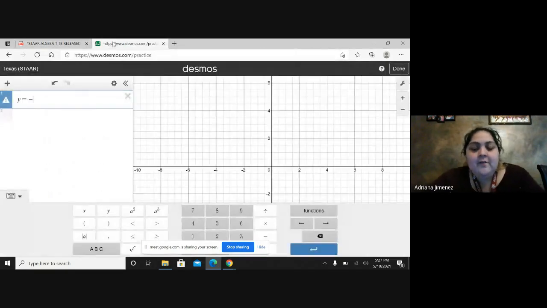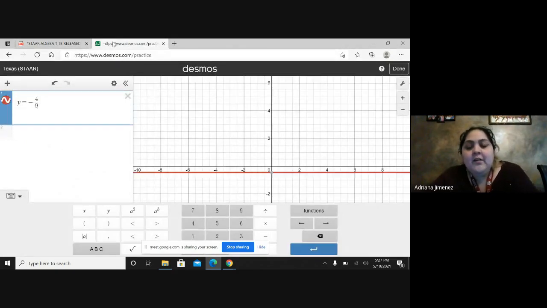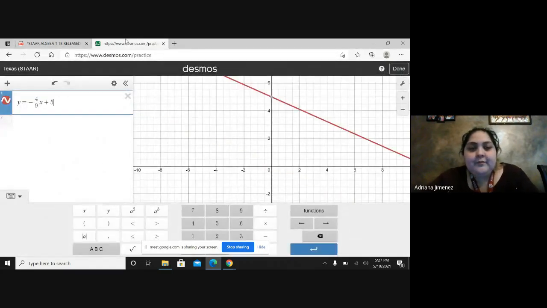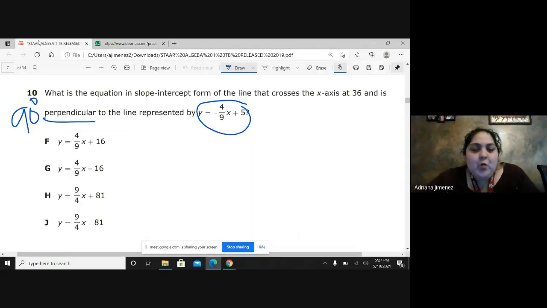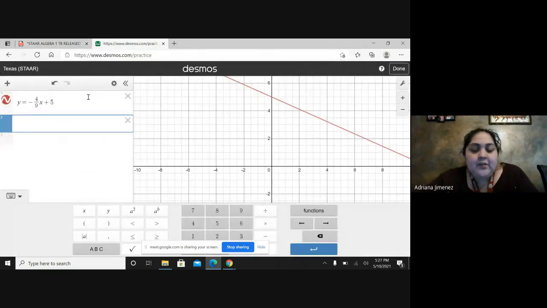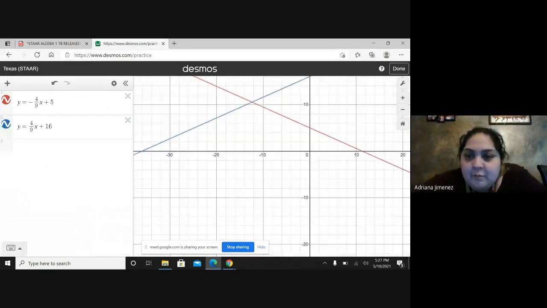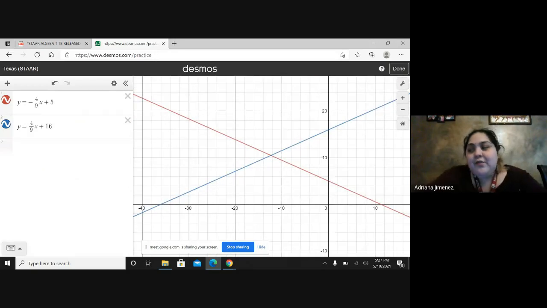Okay, it's -4/9. Move the right arrow button over so we can get x, and then +5. Here's that equation. We know that it needs to be perpendicular, so we're going to type in our first answer. Y equals 4 divided by 9 plus 16. Okay, all right. We're going to zoom out a little bit. Okay, so here's the two intersecting.